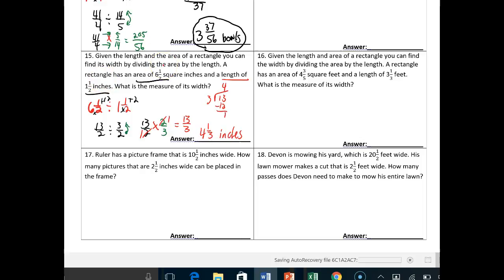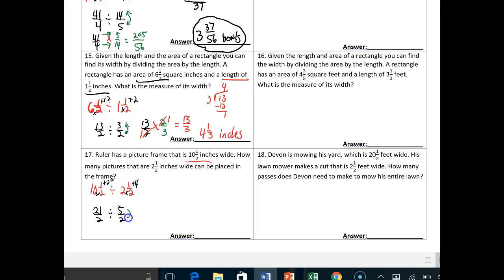Right? All right, lastly, a picture frame is 10 1/2 inches wide. How many pictures that are 2 1/2 inches wide can be placed into the frame? So again, you're just dividing. You're saying 10 and 1/2 divided by 2 and 1/2. How many pictures can we fit into that 10.5 frame? So this will be 21 over 2 divided by 5 over 2.